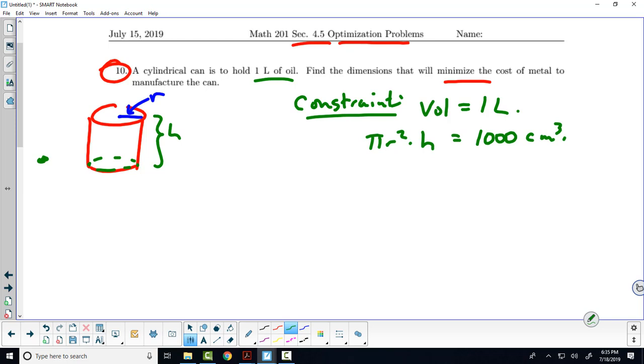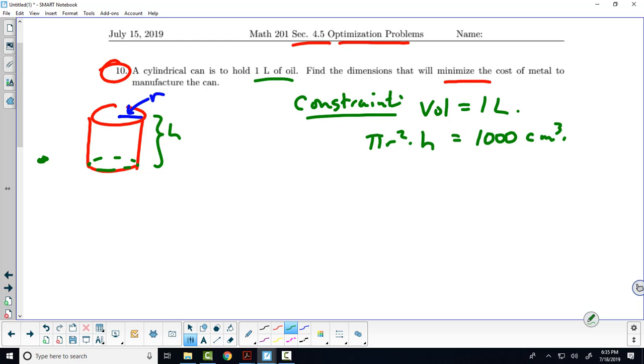For those of you who don't know, 1 liter is equivalent to 1,000 milliliters. That part you should know. And then what is a milliliter? A milliliter is 1 cubic centimeter. So if a liter is 1,000 milliliters and a milliliter is a cubic centimeter, then a liter is 1,000 cubic centimeters. All right. So this is our constraint.